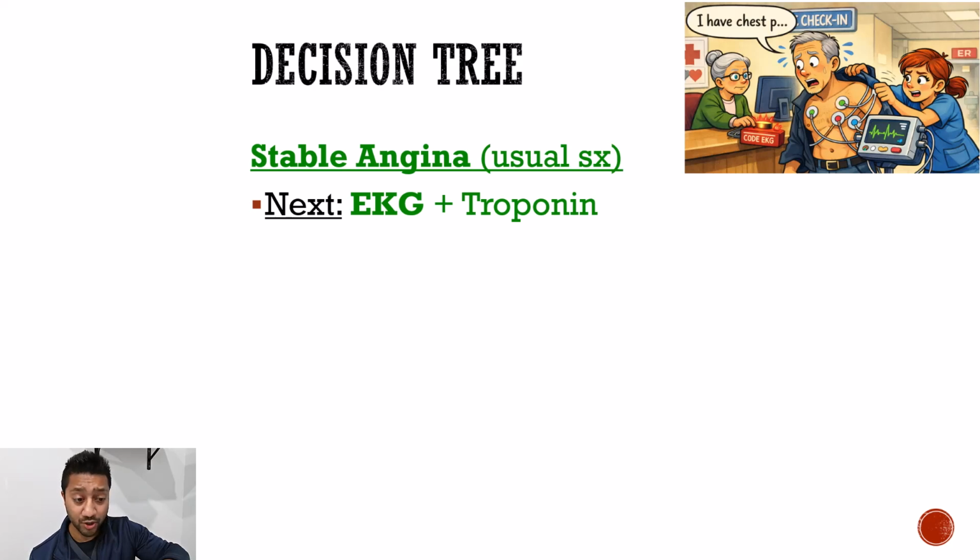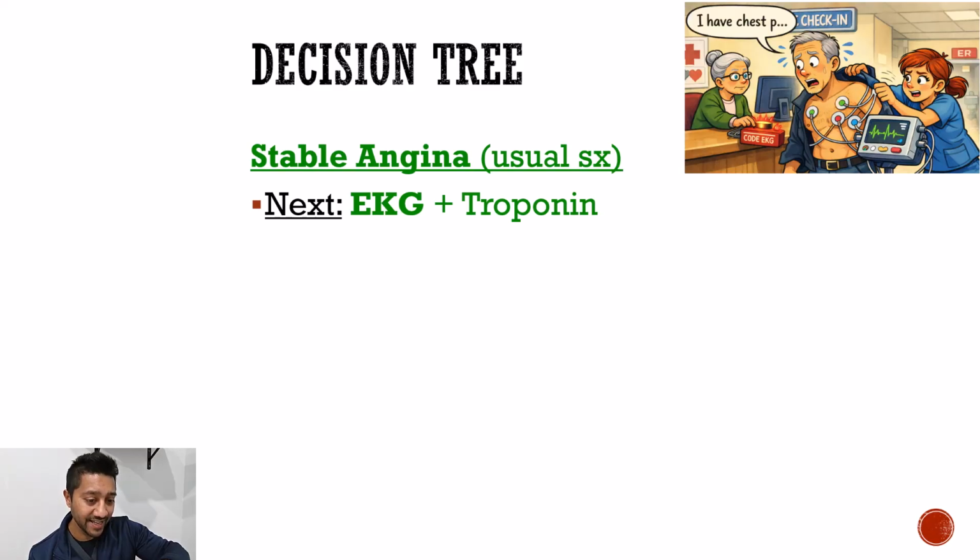Now, if the boards are trying to steer you towards stable angina, then they will usually give you a very classic presentation of stable angina with symptoms similar to prior. Remember, that's the most important component. And even sometimes they'll give you a normal EKG and a negative troponin to tell you, hey, we've already ruled out ACS for you.